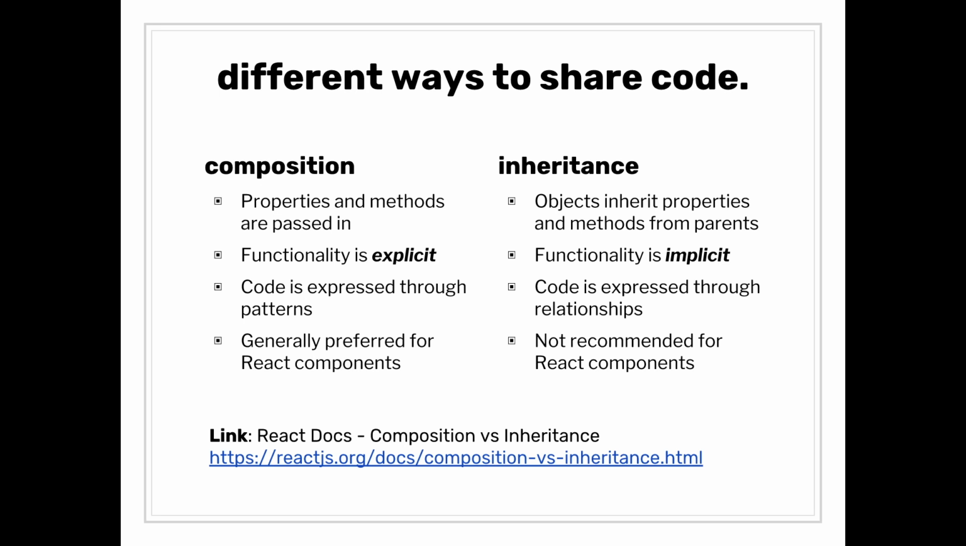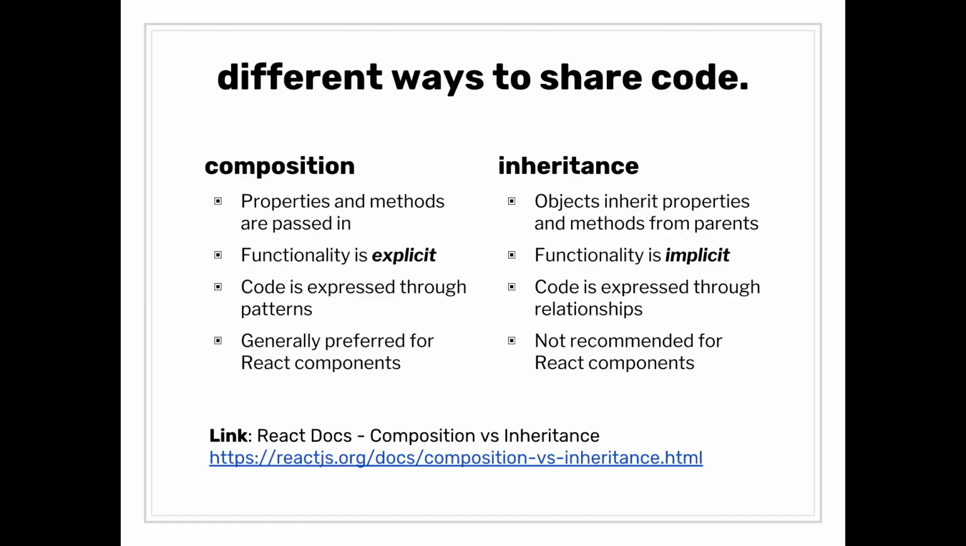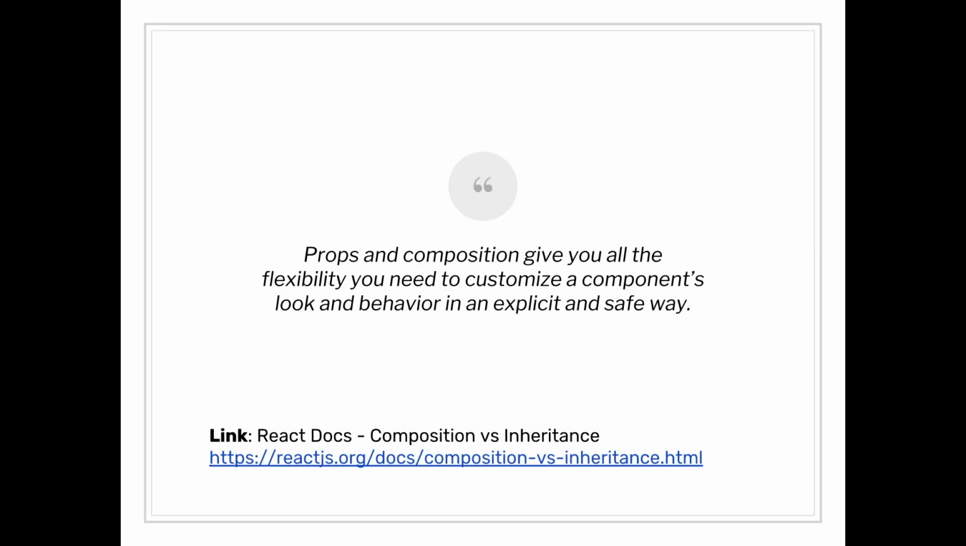I find that most people naturally use the principles of composition in programming. The human mind is really already very good at segmenting things and breaking things down into components and compartments. And sometimes it's really necessary to understand the moving parts in order to get the big picture. Composition is generally preferred for React components, and you can look at the React docs for more information. There's a great article about composition versus inheritance. And I pulled a quote for the next slide that I thought to be generally true, and I'll just read it. Props and composition give you all the flexibility you need to customize a component's look and behavior in an explicit and safe way. Wow, such wisdom.